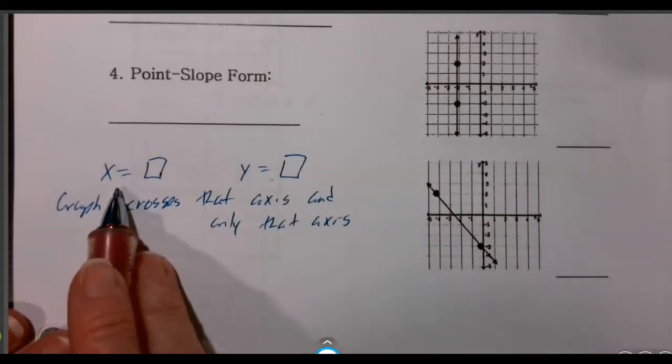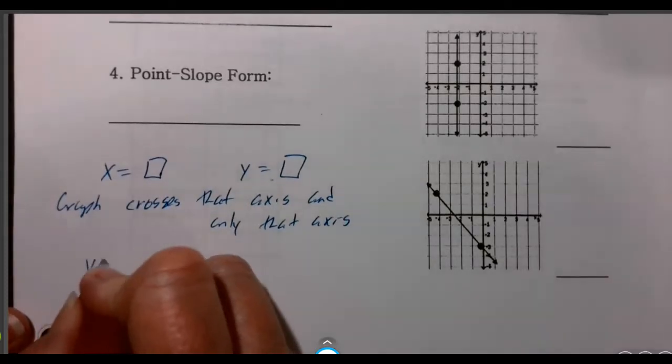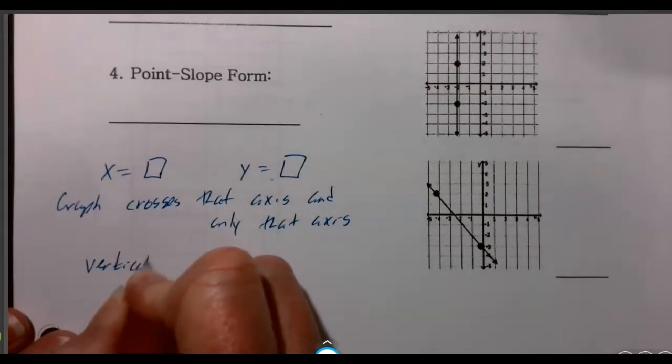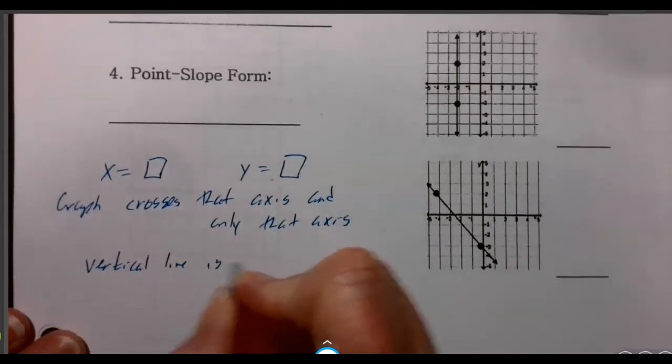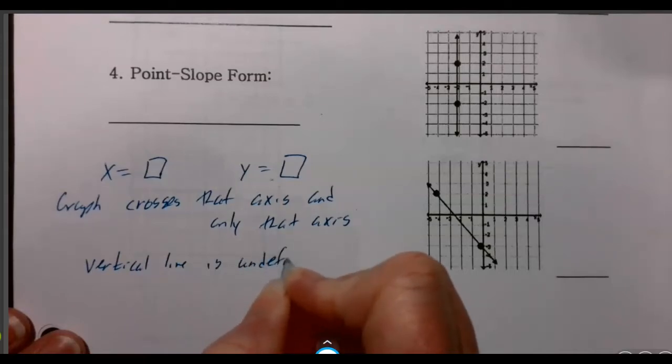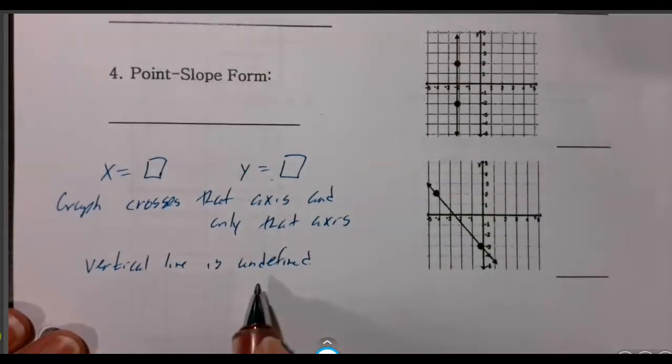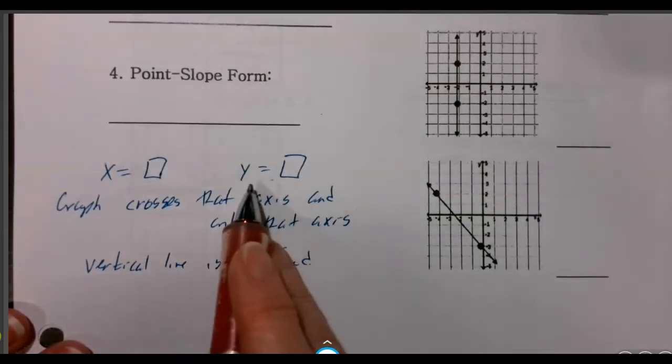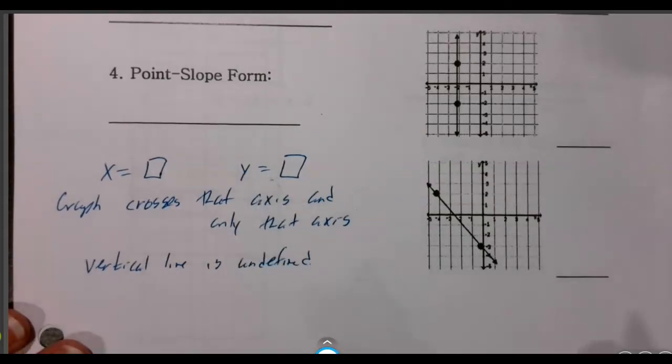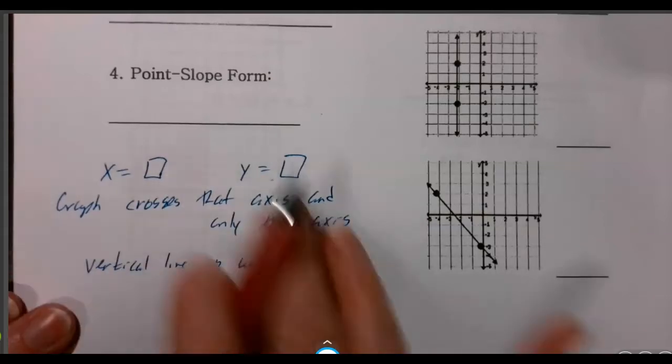We also want to remember that a vertical line is undefined. And what this is telling us is that if I have a vertical line, my slope is undefined. If I have a horizontal line, my slope is 0. Vertical line is undefined. Then the other line, the horizontal line would, of course, be 0. So we're going to add some more notes possibly as we go through and do this.